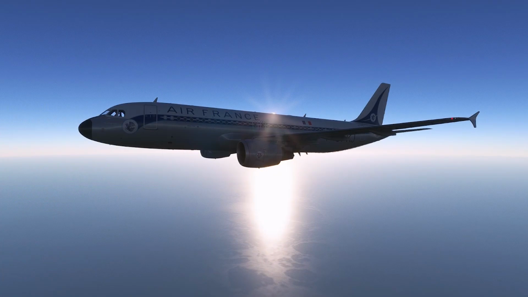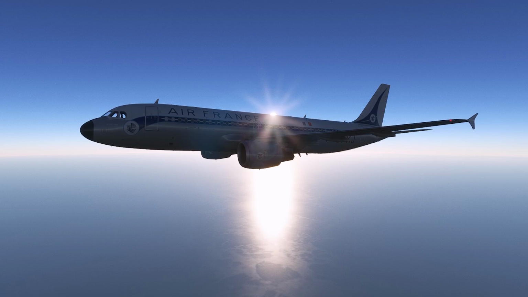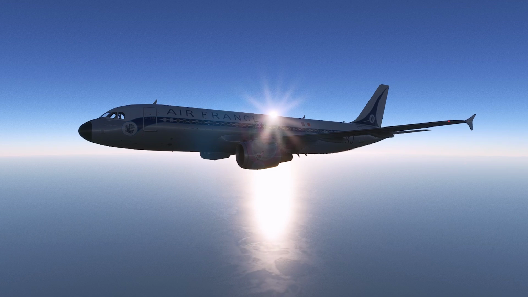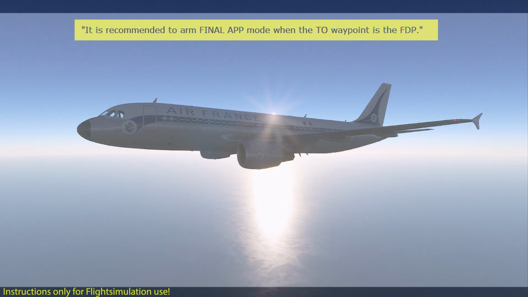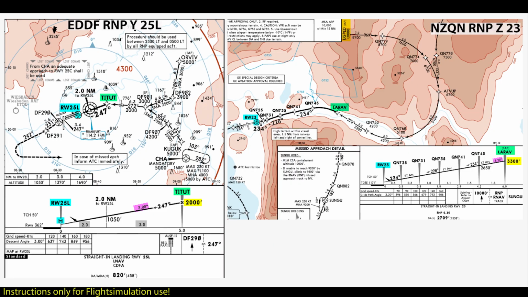Now, in this video, I'm not going to cover how to program these approaches. Here we're specifically looking at the question, when do you actually press the approach button to arm the final approach mode? Airbus has a clear definition, and it's saying it is recommended to arm the final approach mode when the to-waypoint is the final descent point. A lot of words in that sentence, so let's have a look at some of the definitions.